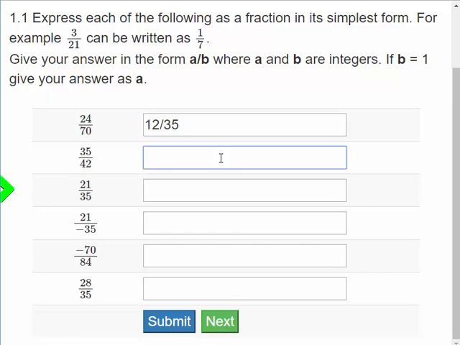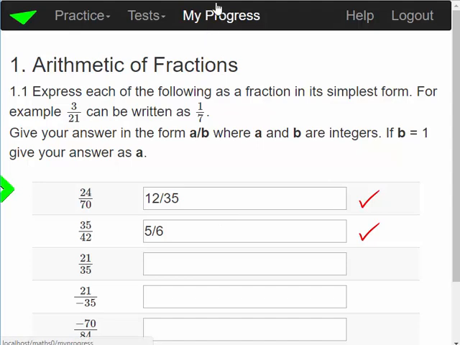In the second question, the factors of 35 are 5 and 7, and the factors of 42 are 2 and 3 and 7, which means 7 is the only common factor, so we'll divide the top by 7, giving us 5, and we'll divide the bottom by 7, giving us 6. And we can carry on like this until all the questions are answered, and then when we submit them, the test is now closed. We can now look at my progress.